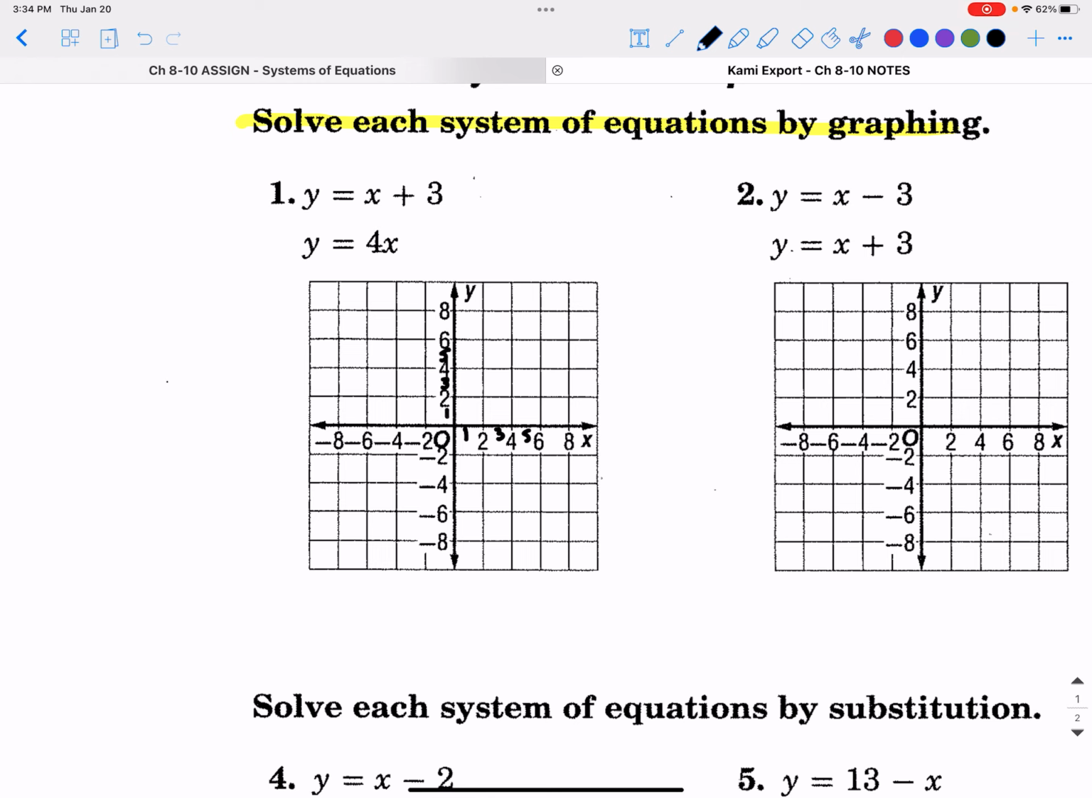We always begin by plotting our b. So I'm going to go up. This is where the work that we've done so far in Chapter 8 comes in. So we're going to go up to 3, which is right here, and we're going to put our beginning point.